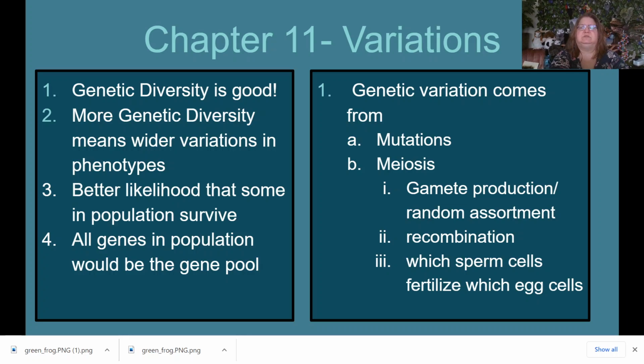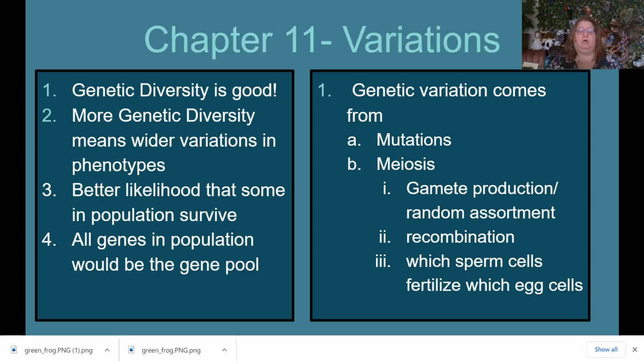Now, we would refer to this as genetic diversity, and more genetic diversity is good in a population. So you take a look at the variety of butterflies, the variety of different color flowers in a population. More genetic diversity is going to mean that there's a wider variation in phenotypes, in the characteristics in that population. And that means that you're going to have a better likelihood that some in that population are going to survive. And that's always a good thing.